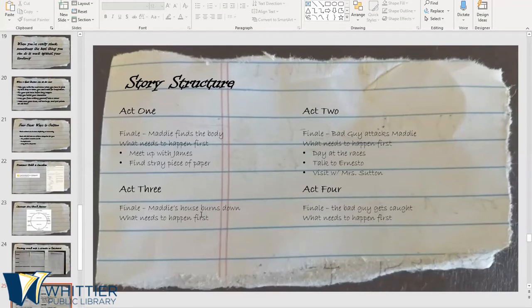And act three, Maddie's house burns down. What needs to happen first? Oh, well, we need to have the meetup with this character and that character. And the bad guy gets caught. Well, what needs to happen first? Oh, they need to figure out that he is the bad guy. Yada, yada.